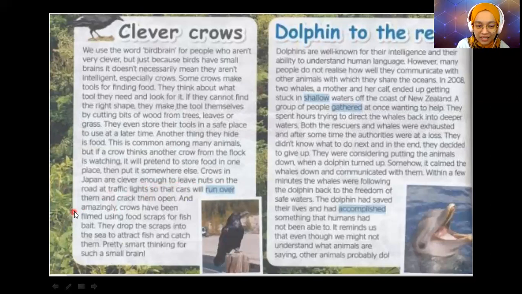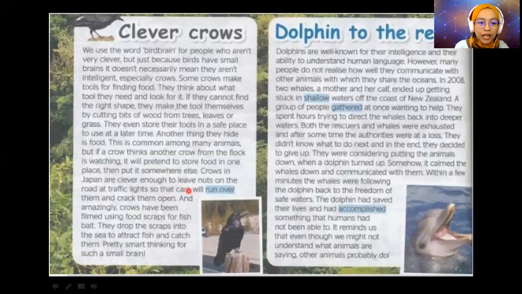Okay, saya ulang, saya translate. Clever enough to leave nuts. Nuts adalah kacang on the road at traffic lights. Dekat jalan, dekat traffic light, so that cars will run over them. So that cars, bila ada kereta di jalan, run over. Lalu atas nuts tu. So nuts mungkin akan pecah lah kan.